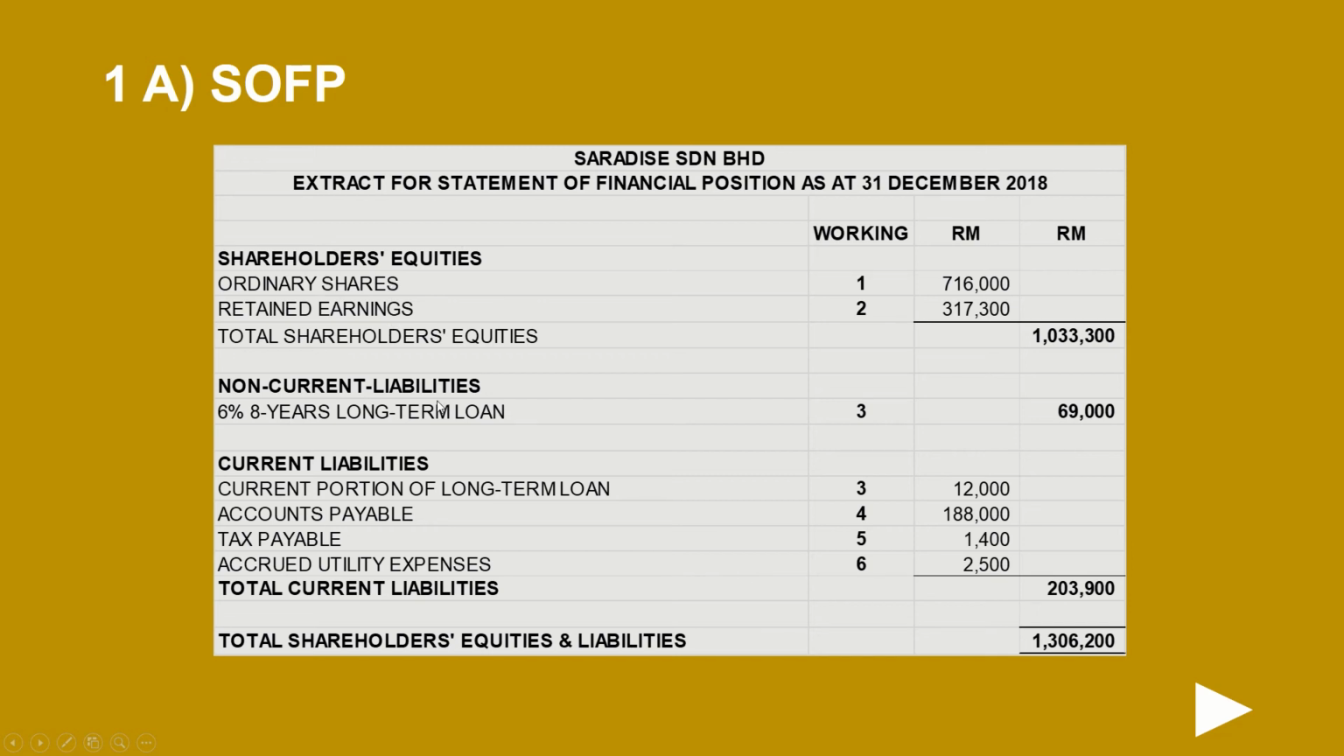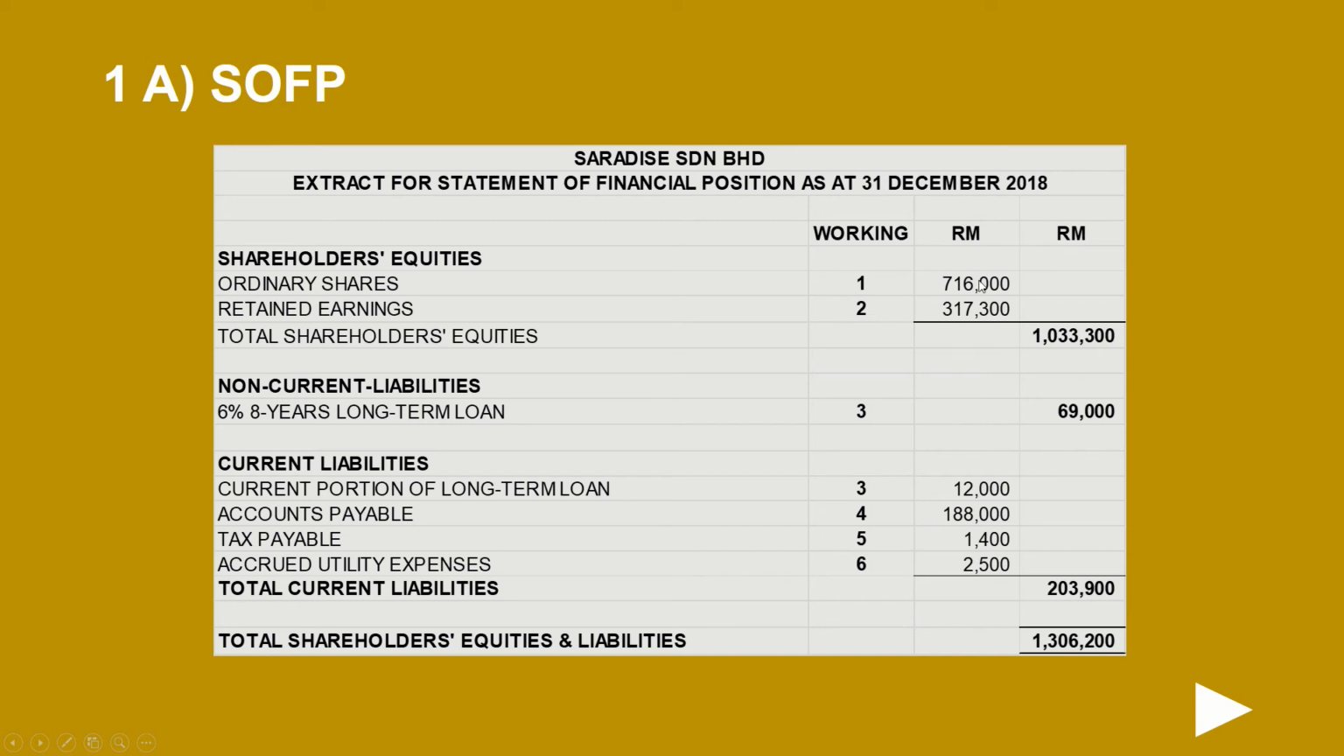Non-current liability is the 6%, 8 years long-term loan. And current liability consists of the current portion of long-term loan, and then accounts payable, tax payable, and the last is accrued utility expenses.